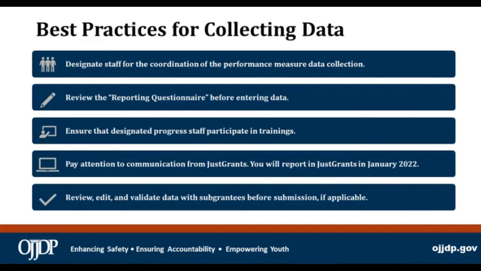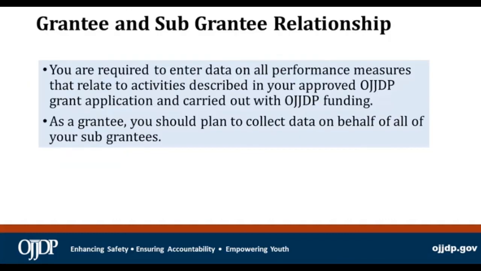We want to be proactive in your approach. You want to designate staff for the coordination of the performance measure data collection process. You want to review the progress reporting questions before entering data. You want to ensure that designated staff participate in trainings. You want to pay attention to communication from JustGrants. And lastly, if applicable, you want to review, edit, and validate data with subgrantees before submission. Is there a grantee and subgrantee relationship?